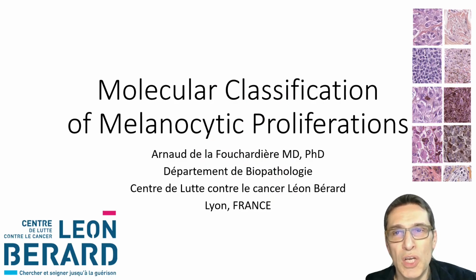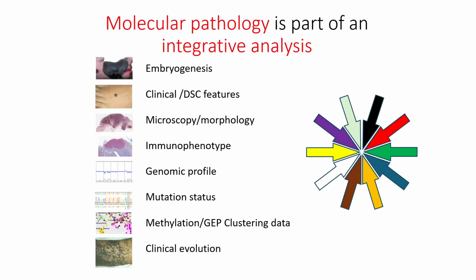So this talk is about the molecular classification of melanocytic proliferations. This has really become a part of molecular pathology with an integrative analysis, meaning we are going to combine all the data that comes from embryogenesis, clinical and dermoscopic features, everything under the microscope about the morphology, the immunophenotype, and all the genomic data we can have from sequencing, mutation status, methylation analysis, and of course, it's going to be very important to include the clinical evolution of the patients.